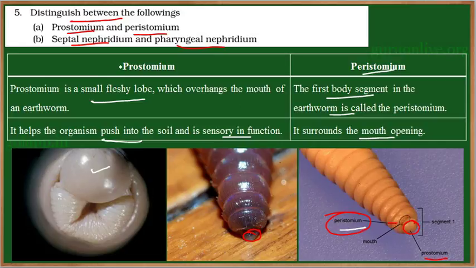So these are the differences. Prostomium is a fleshy lobe which is protruding from the mouth. It helps the earthworm to push itself in the soil for movement and it detects the changes in its surroundings. Whereas peristomium is the first segment in the earthworm and this segment surrounds the opening of the mouth. So these are the differences between prostomium and peristomium.